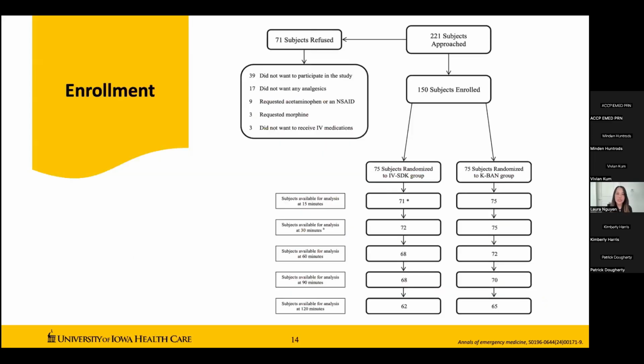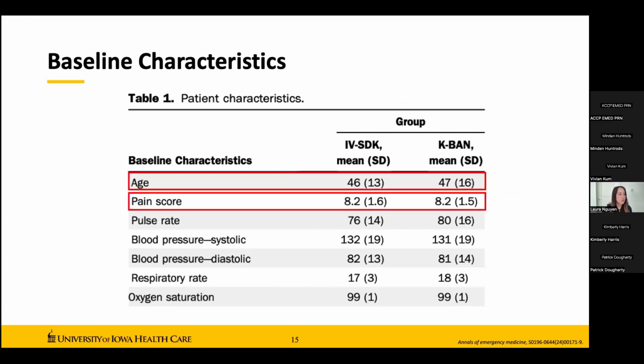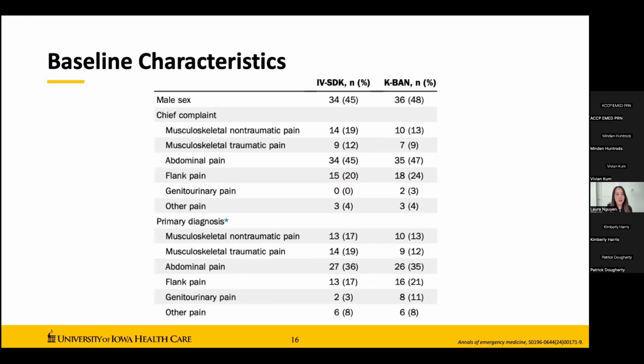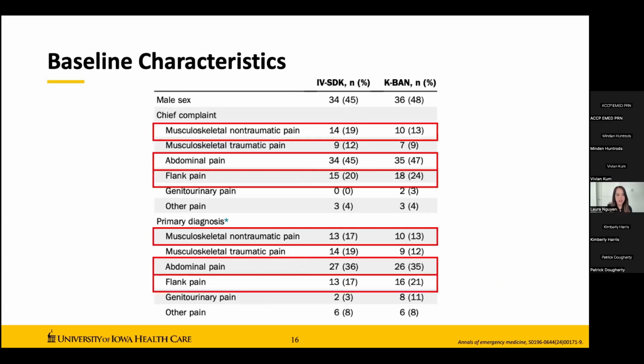And for the enrollment, from the 221 patients that were approached, 150 patients were enrolled and 75 patients were randomized to the intravenous ketamine group or the nebulized ketamine group. For our baseline characteristics, the mean age was 46 years old and the mean pain score between both groups was 8.2. And the most common pain was associated with abdominal, musculoskeletal, and flank pain.